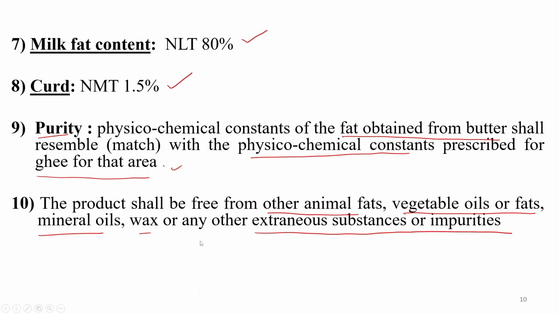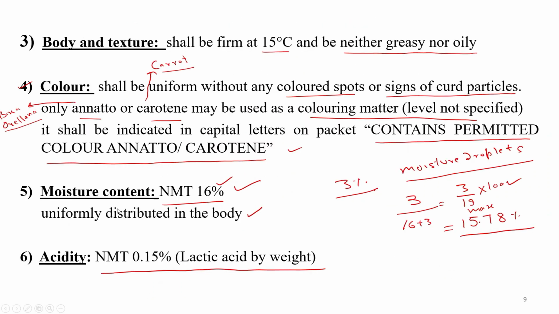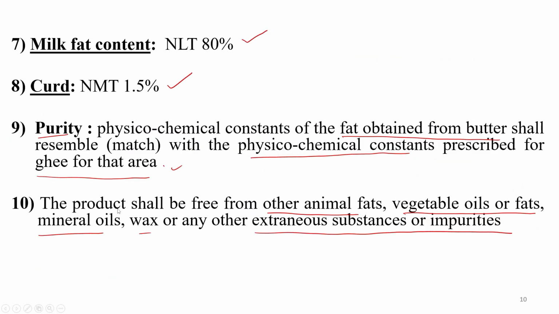So these are the 10 general characteristics. One is the special characteristics I have seen, and the grade designation is for pasteurized table butter. So the 10 general characteristics are to be followed, and you must remember them also. There should not be extraneous matter or impurities. Adulteration should not be there. That is the 10th point.